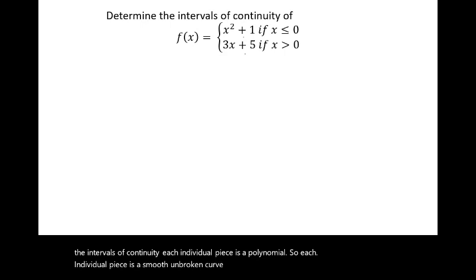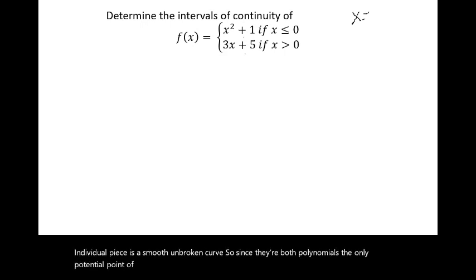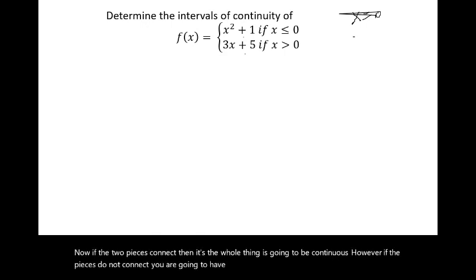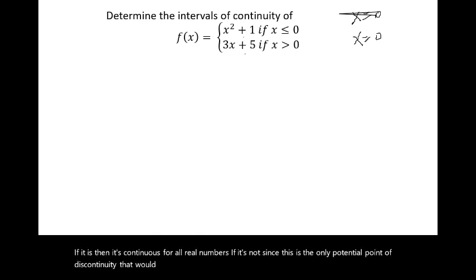So since they're both polynomials, the only potential point of discontinuity would be x equals 0, which is where the two pieces break apart. Now, if the two pieces connect, then the whole thing's going to be continuous. However, if the pieces do not connect, you're going to have a point of discontinuity at x equals 0. So let's figure out if x equals 0 is a point of continuity. If it is, then it's continuous for all real numbers. If it's not, since this is the only potential point of discontinuity, that would be our only point of discontinuity.